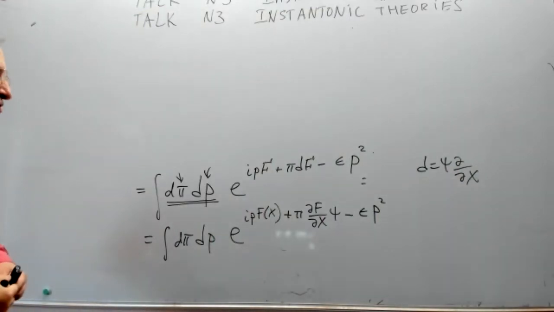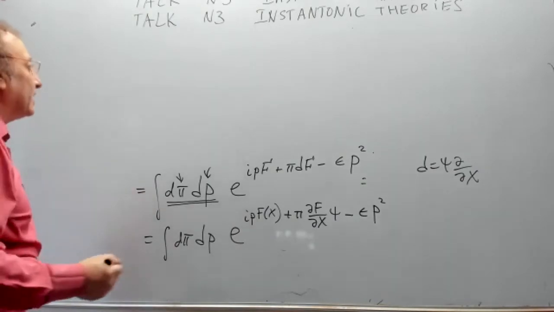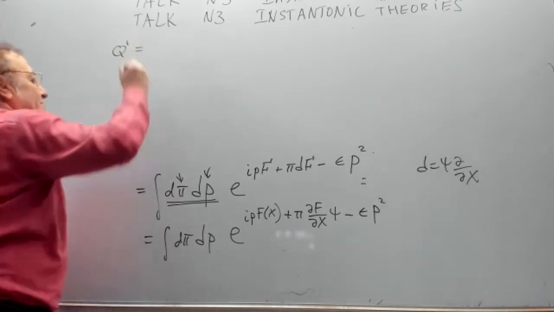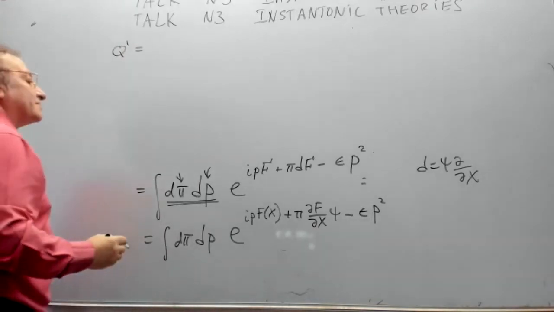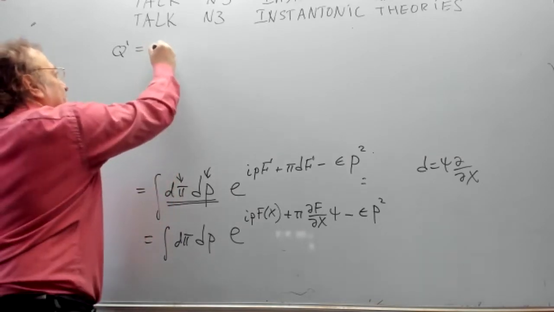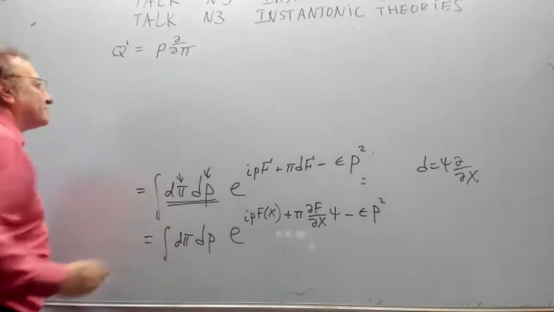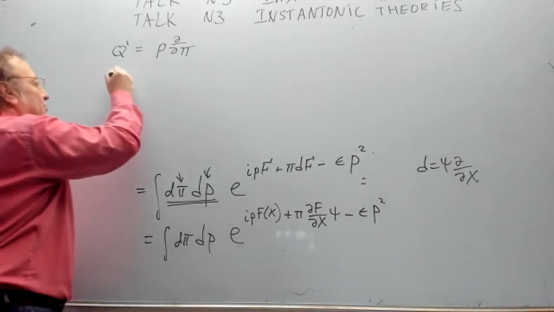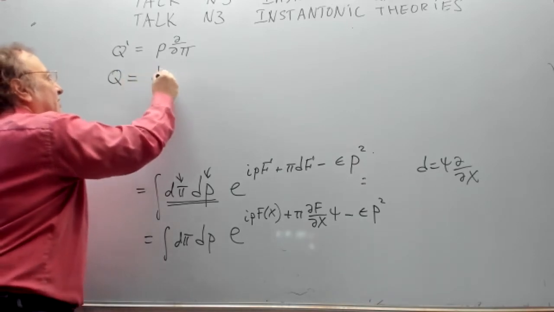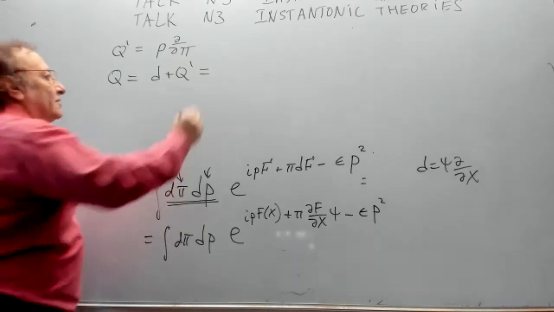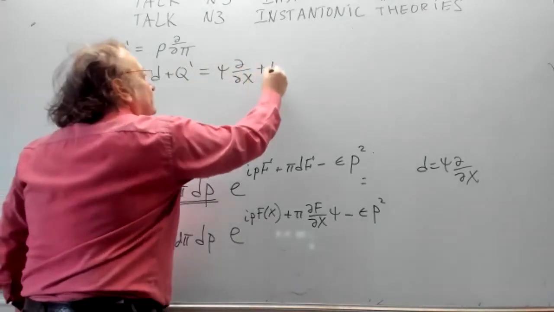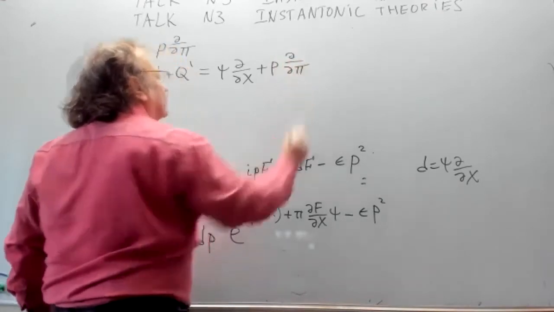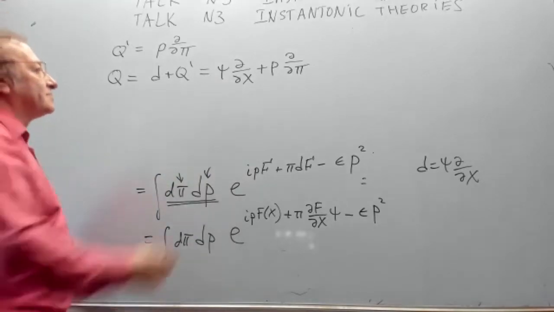So the deep reason for it is the following. Let me introduce the differential that I call differential prime that has very strange form. It's like this. Then I will introduce another differential, Q, that is d plus Q prime, that is psi d over dx plus pi d over dp. So this is a standard de Rham.